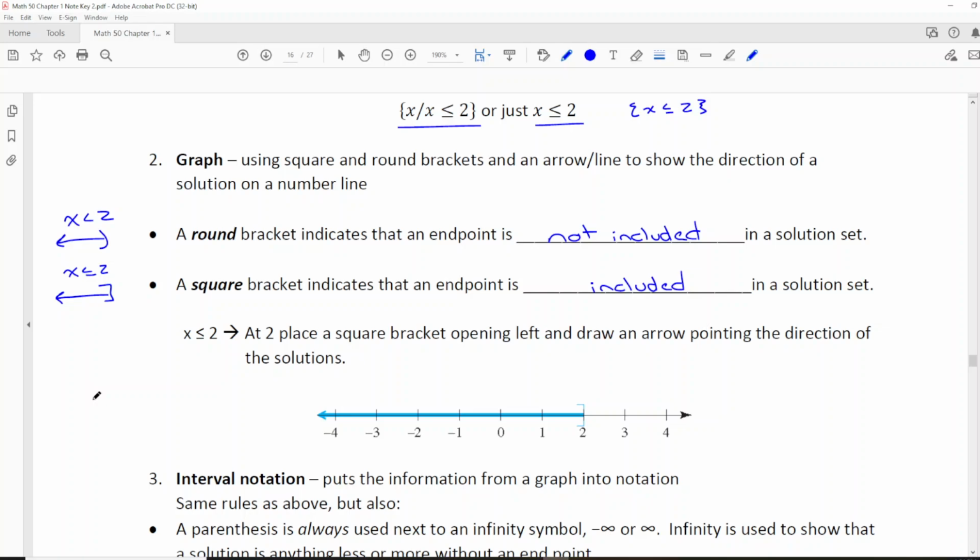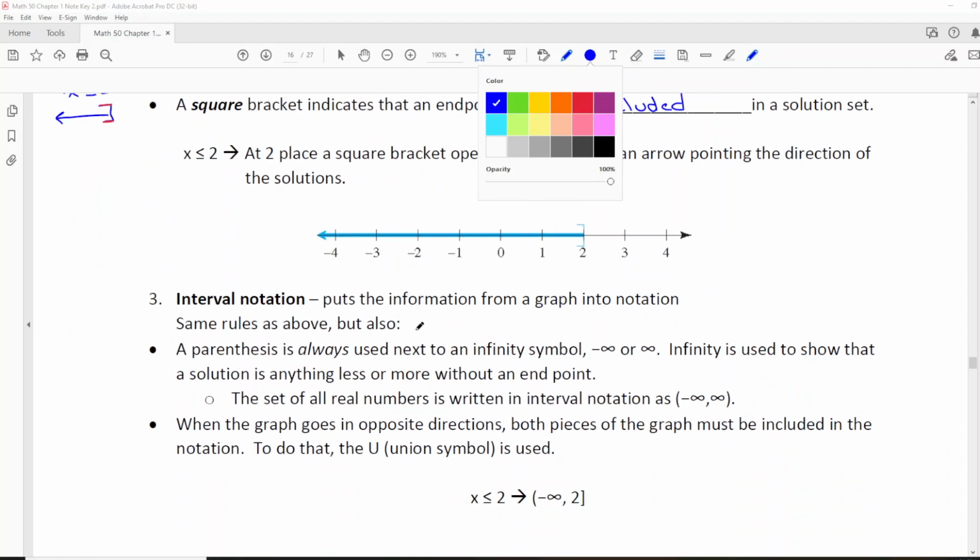My reasoning behind this is if you look at the square bracket, if you look at the top bit of it, there's your equal sign, right? So I remember square is equal because it makes the equal sign, whereas the round bracket doesn't make an equal sign. That's just kind of an easy way to remember it.